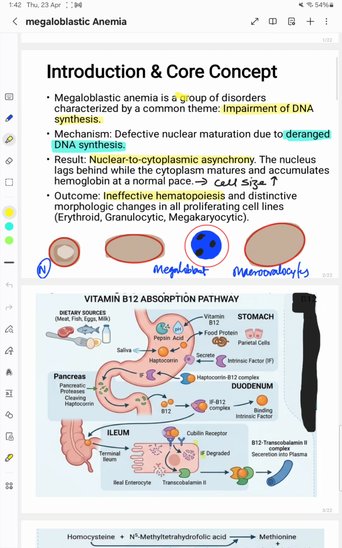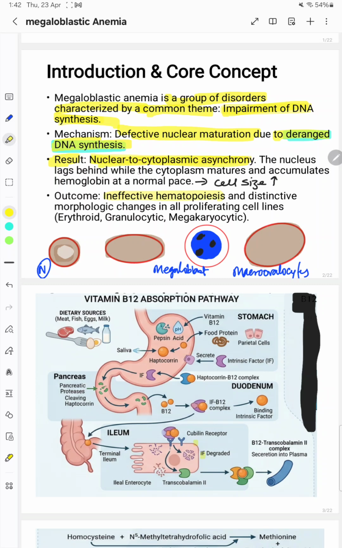Megaloblastic anemia is a group of disorders characterized by a common theme: impairment of DNA synthesis, defective nuclear maturation due to deranged DNA synthesis. This results in nuclear to cytoplasmic asynchrony.